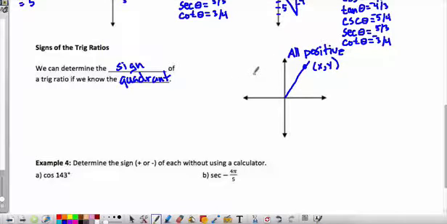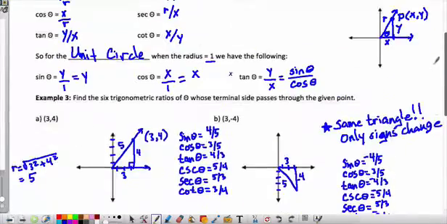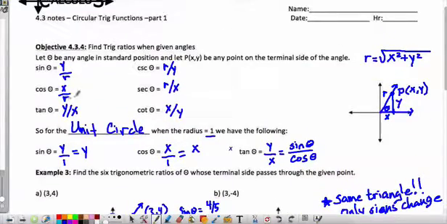Okay, so what about if we have a point in the second quadrant? Well, now our x value is negative, negative whatever the value is. It's going to be a negative x, and the y value is going to be positive. So if we look up here again, everywhere there's an x, so right here for cosine, I have a negative x divided by a positive radius. Well, this is going to be, cosine is going to be negative, so is its reciprocal.